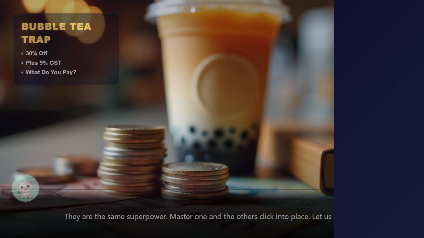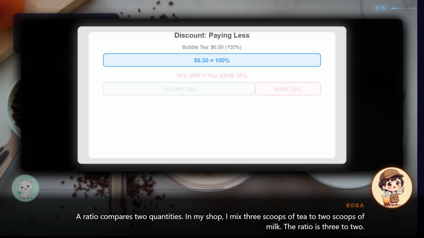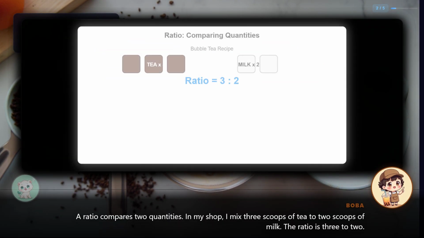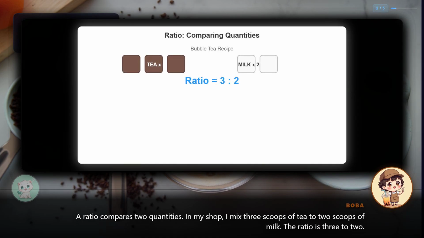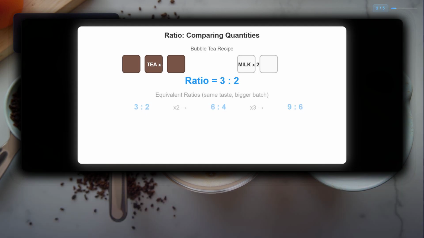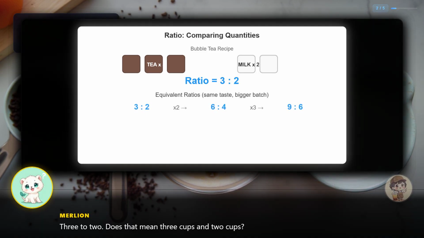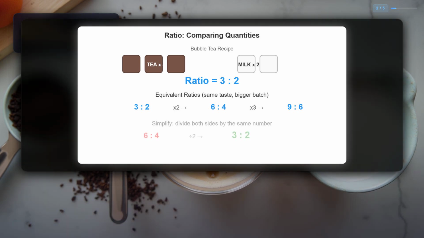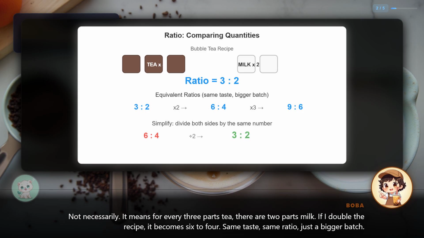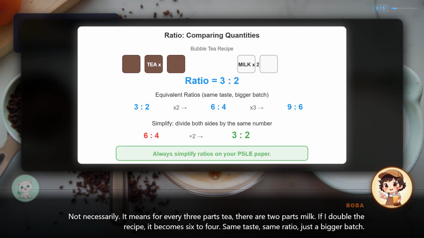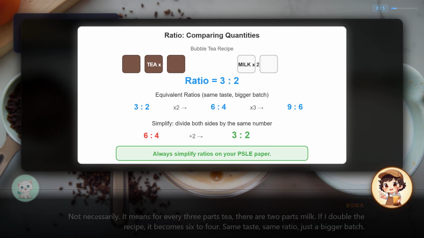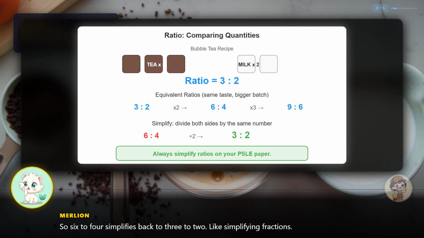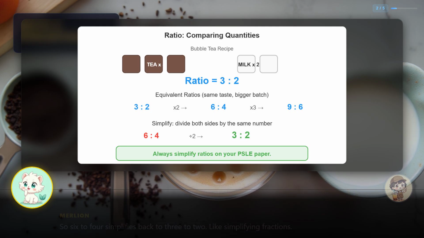Let us start with ratio. A ratio compares two quantities. In my shop, I mix 3 scoops of tea to 2 scoops of milk. The ratio is 3 to 2. 3 to 2. Does that mean 3 cups and 2 cups? Not necessarily. It means for every 3 parts tea, there are 2 parts milk. If I double the recipe, it becomes 6 to 4, same taste, same ratio, just a bigger batch.